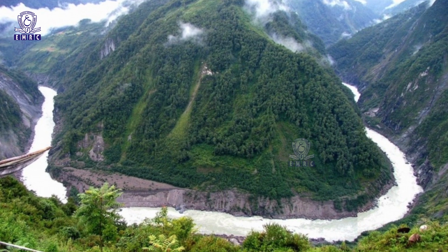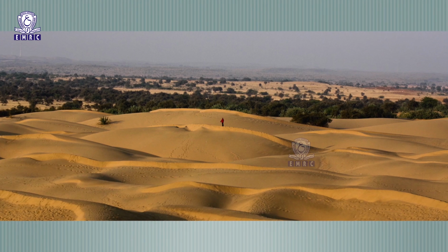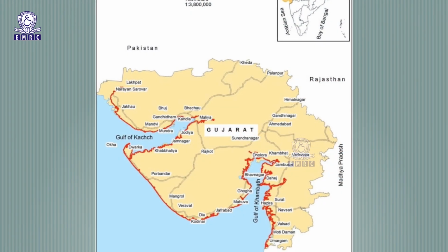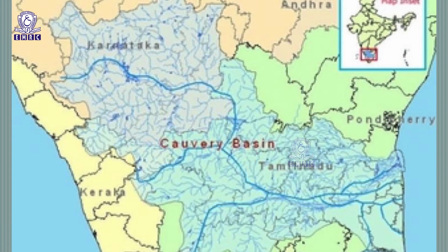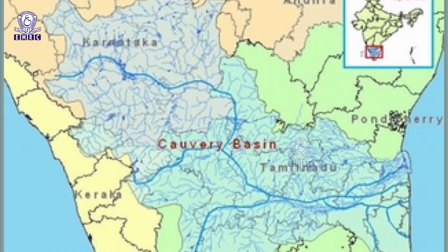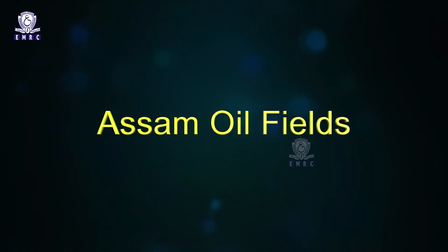Brahmaputra Valley of northeast India, Barmer area of Rajasthan, Gujarat coast in western India, Kaveri onshore basin in Tamil Nadu, Andhra Pradesh has both onshore and offshore oil reserves. As I mentioned, Assam is a significant region in this connection. Assam oil fields are the oldest oil producing state in India.